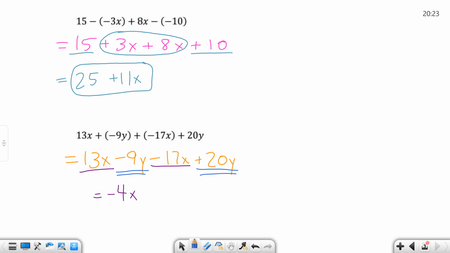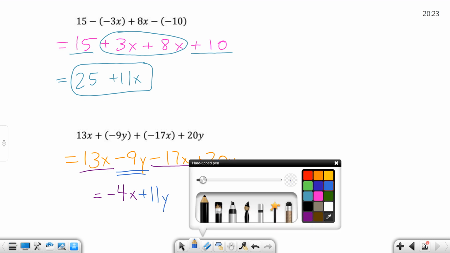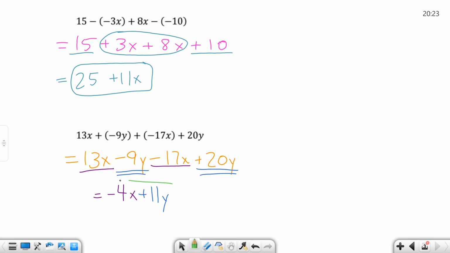So again, the signs are different. So what do I do? I subtract. 20 minus 9 is 11, and 20 is larger, so it's plus 11, and plus 11 what? Y. And just to use my other color one more time. There's your final answer, negative 4x plus 11y.